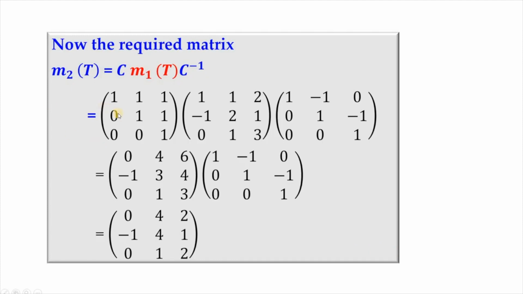Now we have to consider C M1 of T C inverse. Our job is to find M2 of T. So C is known, M1 of T is given, and C inverse is obtained already. We have to multiply them out and we get this. So this is the matrix of T. So it is an application of the theorem. With this, the section gets over.